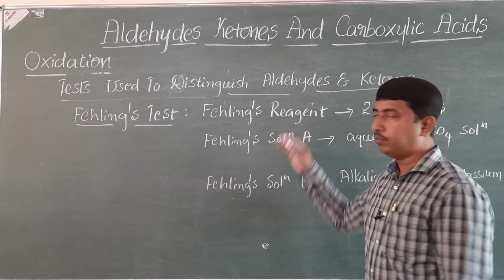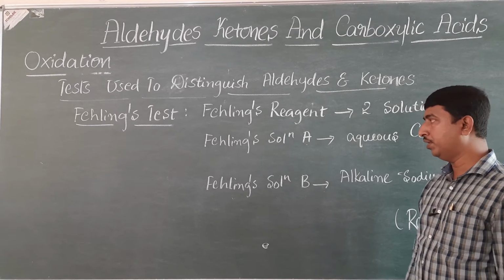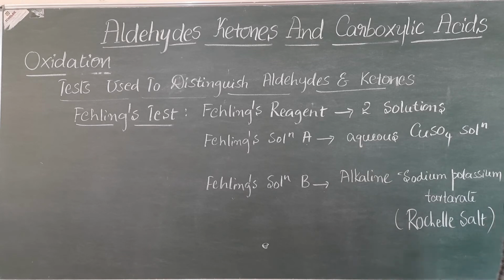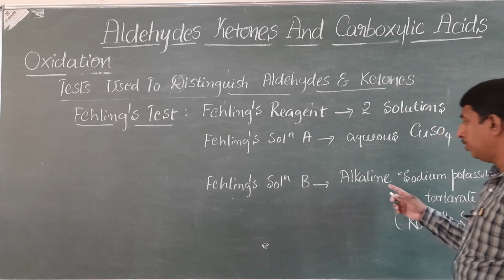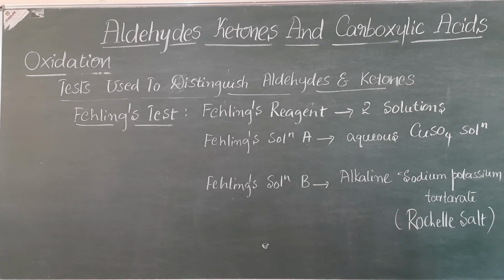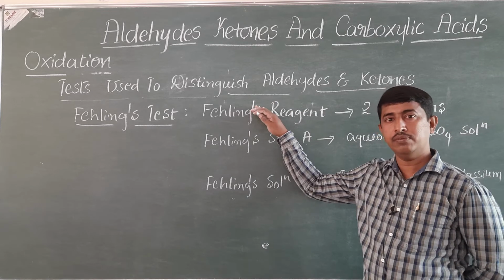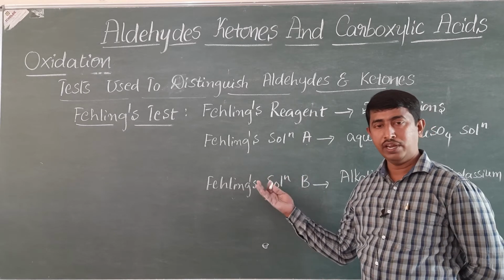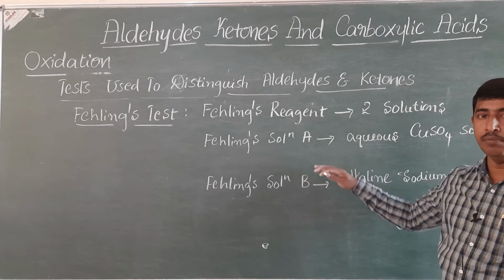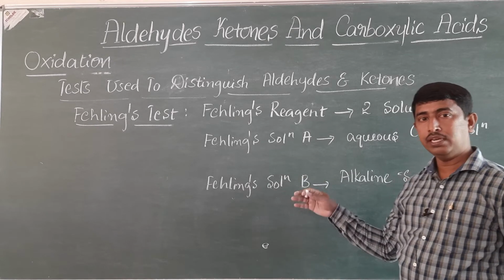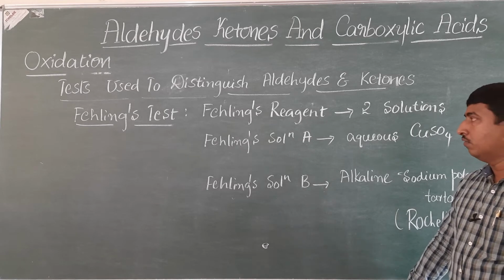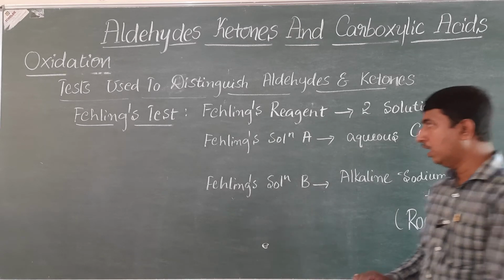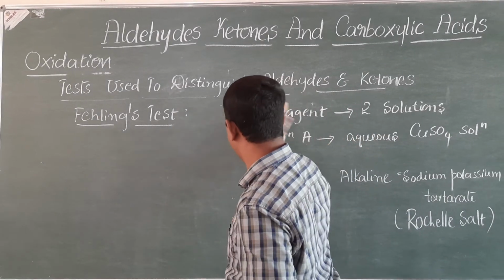So Fehling's reagent is made up of two different solutions. Fehling's solution A is copper sulfate dissolved in water, aqueous copper sulfate solution. Fehling's solution B is an alkaline solution containing sodium potassium tartarate, a complex salt, also called Rochelle's salt. Before conducting the test, we have to mix these two solutions in equal amounts. When we mix them in equal amounts, we obtain Fehling's reagent, and this reagent can be used for Fehling's test.